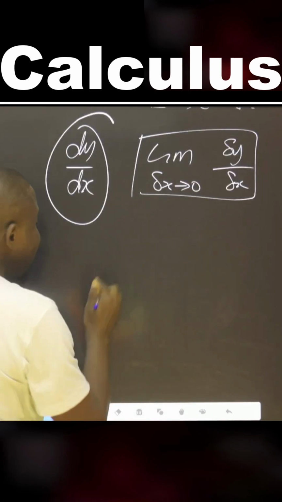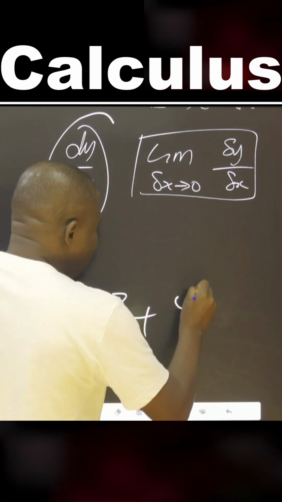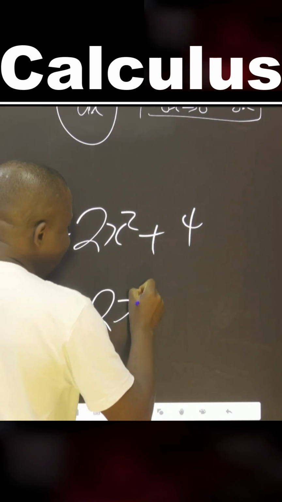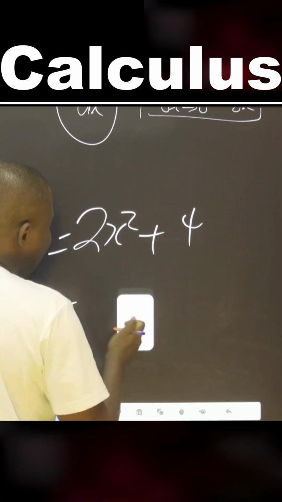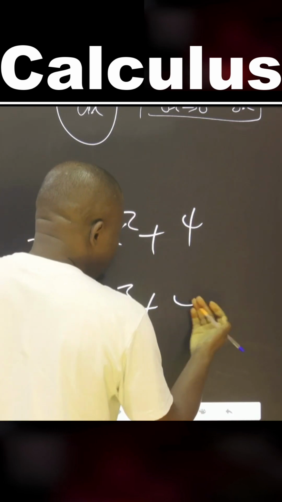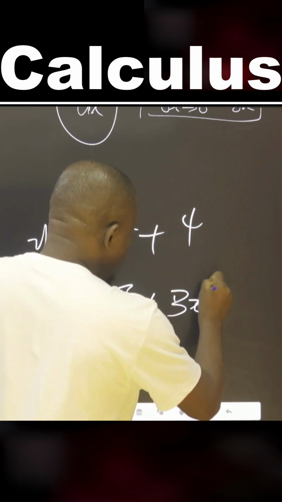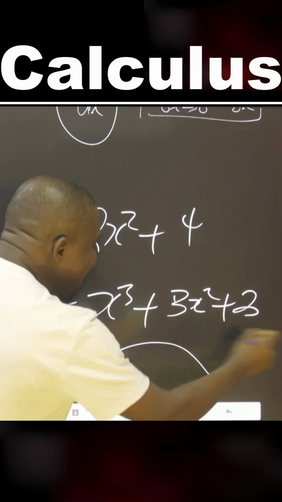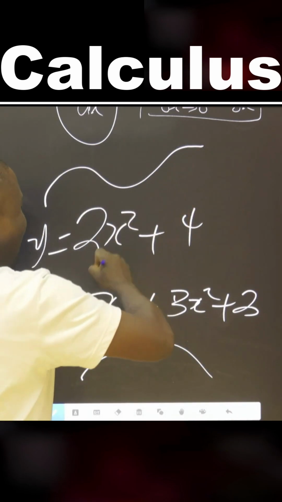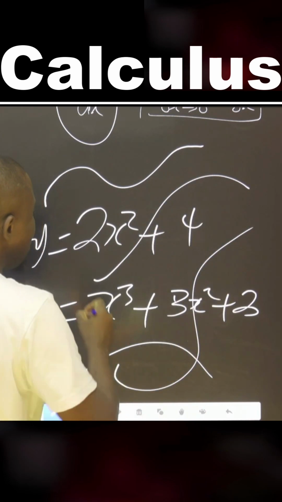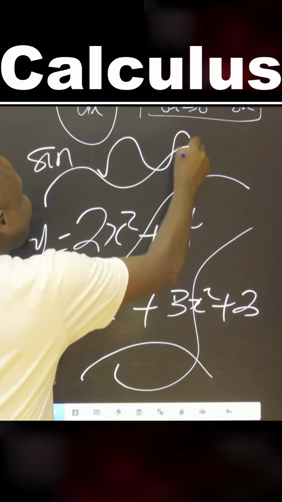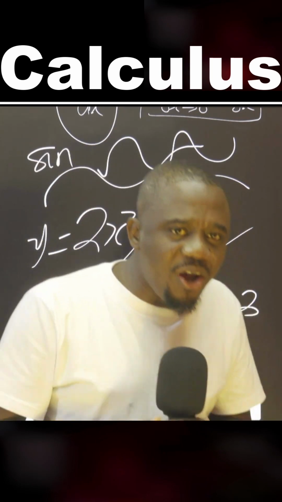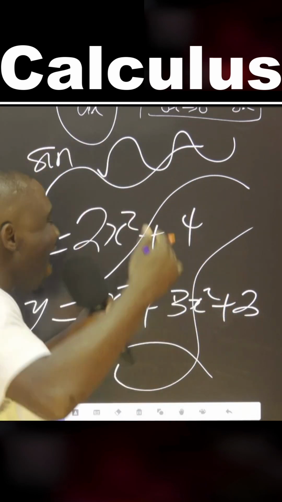Because for all this, like y equals x squared or x cubed, all these polynomial equations, let's say plus 2 or plus 3, whatever, all these are not straight lines. They are curves. Could be sine. They are curves. So how do you still get their gradient? That is differentiation. Their gradient now is the dy/dx.